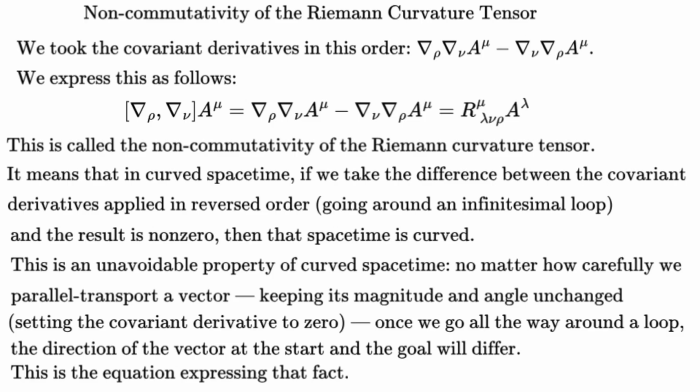This is an unavoidable property of curved spacetime, no matter how carefully we parallel transport a vector, keeping its magnitude and angle unchanged, setting the covariant derivative to zero. Once we go all the way around a loop, the direction of the vector at the start and the goal will differ. This is the equation expressing that fact.